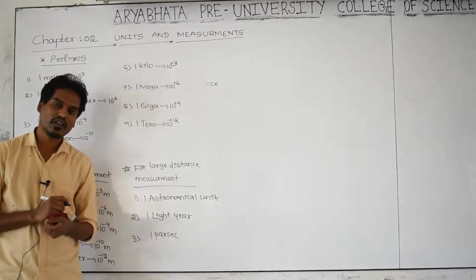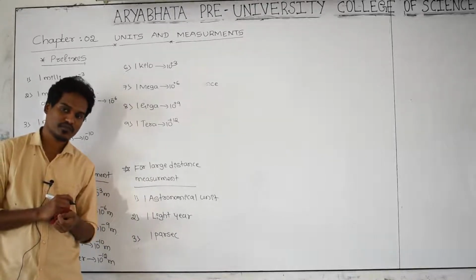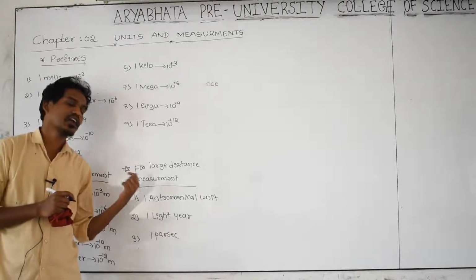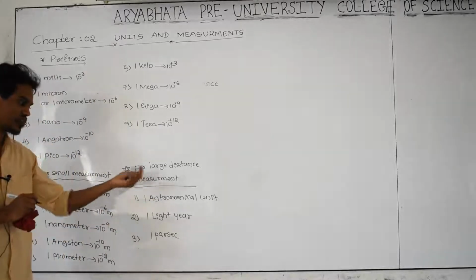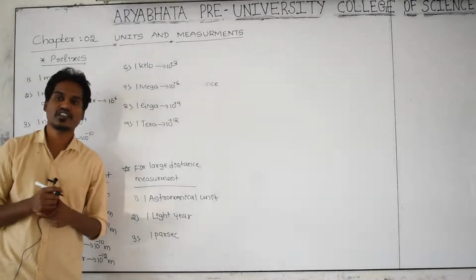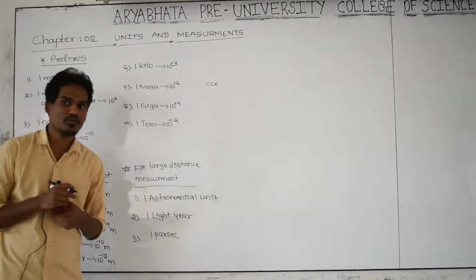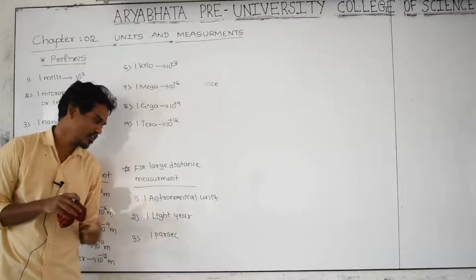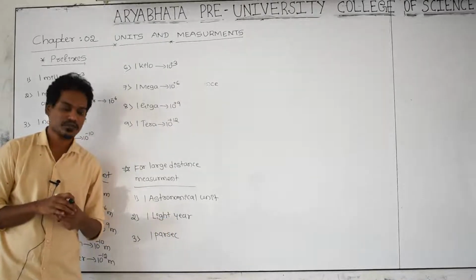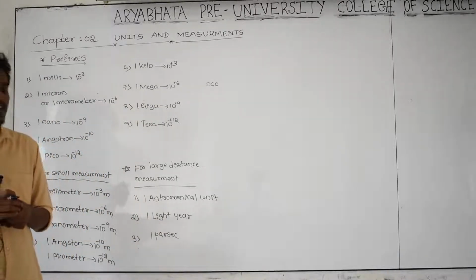For example, what is the radius of the earth orbit? What is the distance between sun and earth? That can be measured by using astronomical unit. And the distance traveled by the light in 1 year of time, with the speed of 3 into 10 to the power 8 meter per second, is a light year. And 1 parsec is also a unit of distance, equal to 3.26 light year.